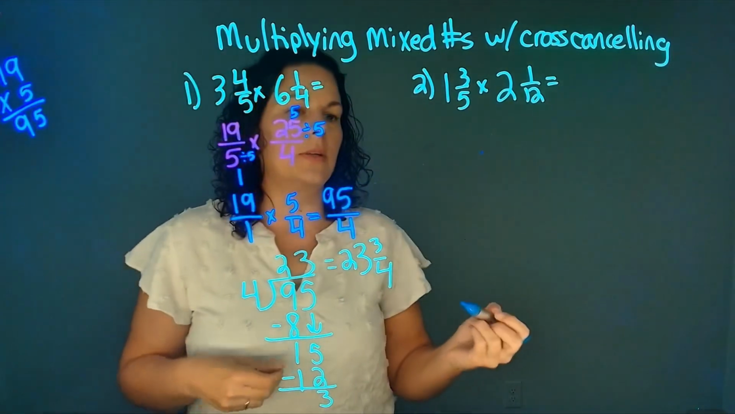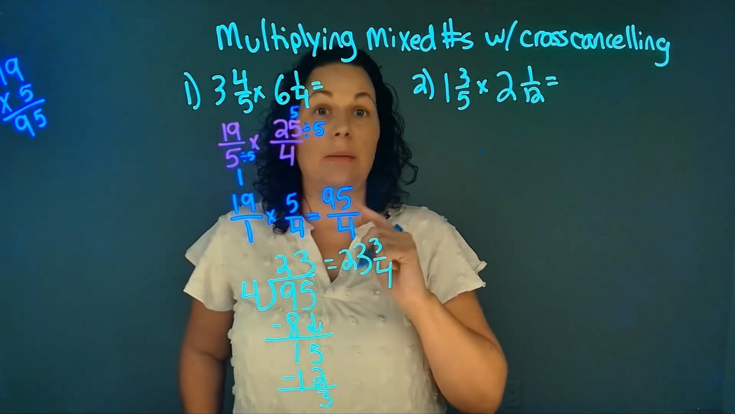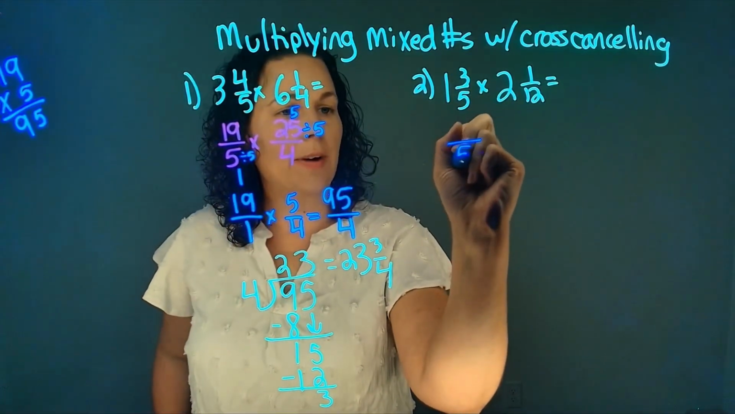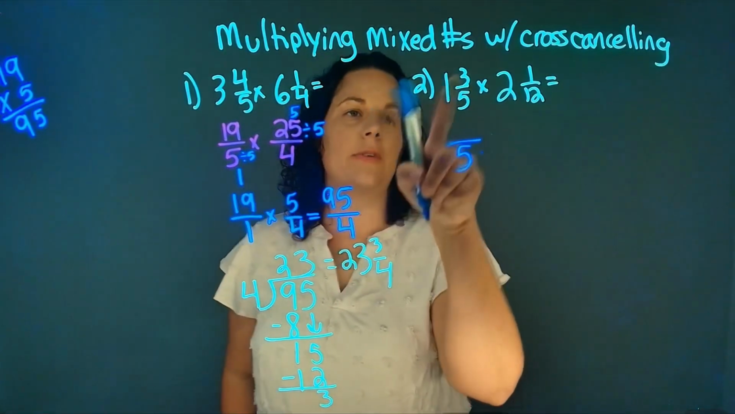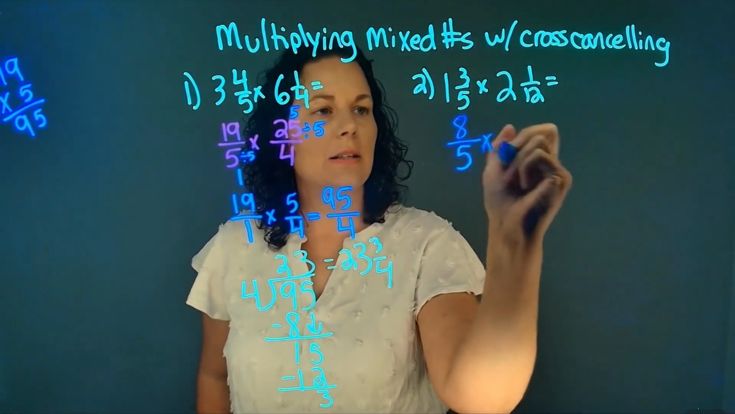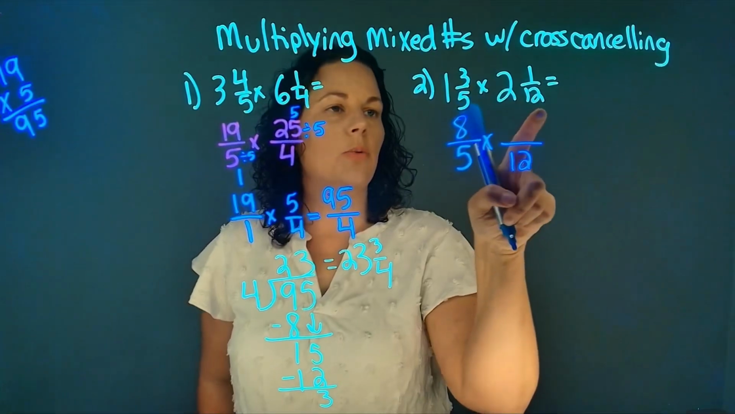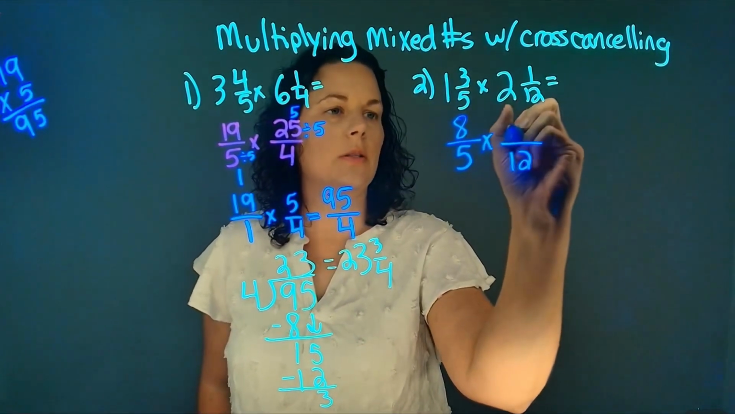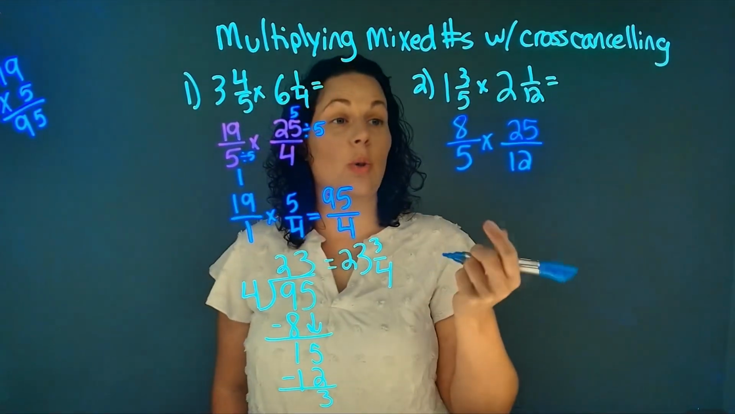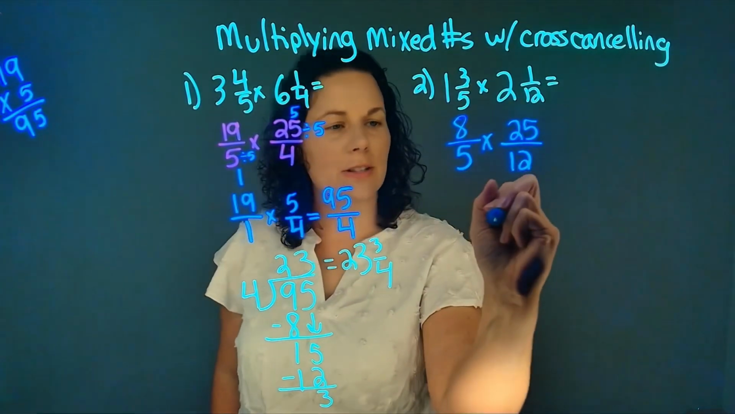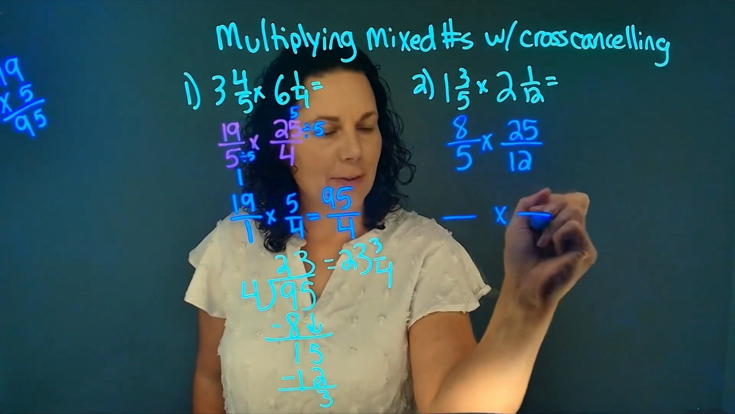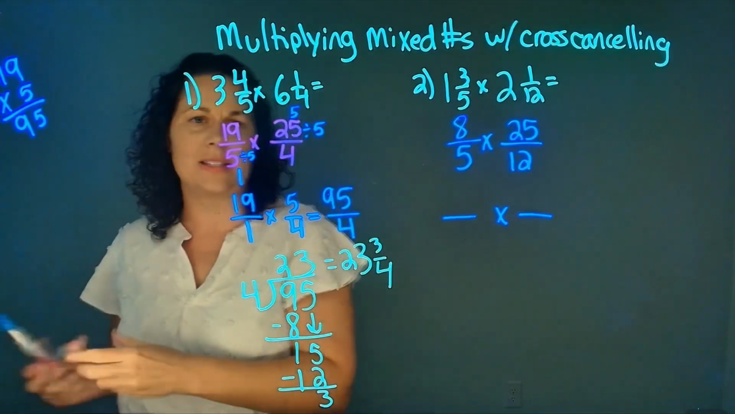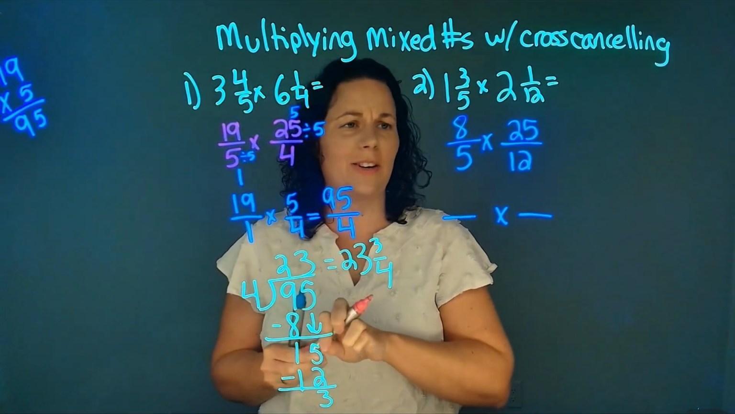All right, next one. Step 1, make it improper. I know 5 on the bottom. 5 times 1 is 5 plus 3 is 8. 12 on the bottom. 12 times 2 is 24 plus 1 is 25. Now this is cool. I can cross cancel 2 different directions. I am going to rewrite my fraction as I do this. It just gets too messy, especially when you're first learning and explaining all this.